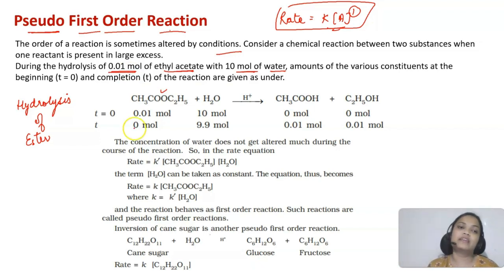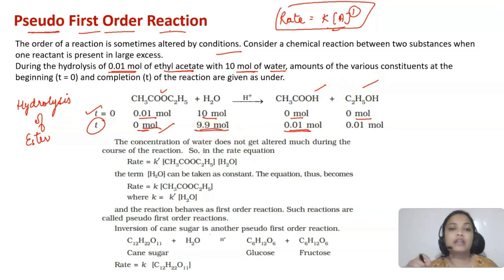Okay. So let's say at T equals 0, this was the number of moles and the number of moles of the products were 0. And at time T, all the ester has been hydrolyzed, like 0.01 mole of alcohol and acid we have got, but still we are left with 9.99 mole of water. Means the concentration of water is not changing with the course of the reaction because it is present in excess. It is present in such a large quantity that the concentration will not get altered during the reaction.